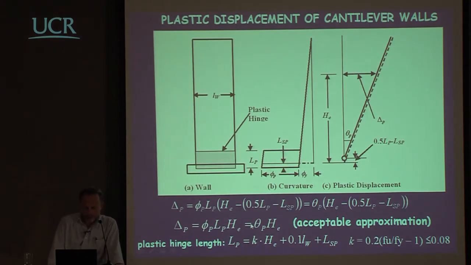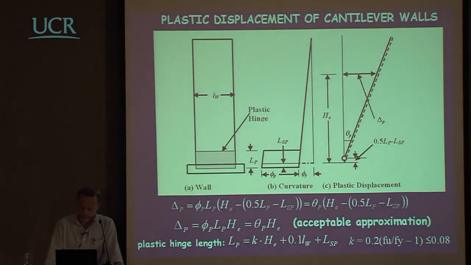In a cantilever wall, the plastic hinge length can be approximated as a sum of three terms. It's not so different from what we do for the case of a column. We have a term which is proportional to the height of the wall, a term which is proportional to the width of the wall, and a third term which is essentially due to the strain penetration of the reinforcement in the foundation and in the upper part of the wall. This part is the usual term.